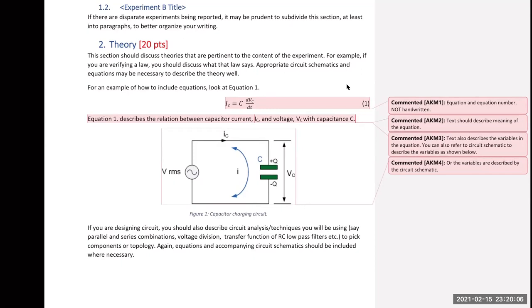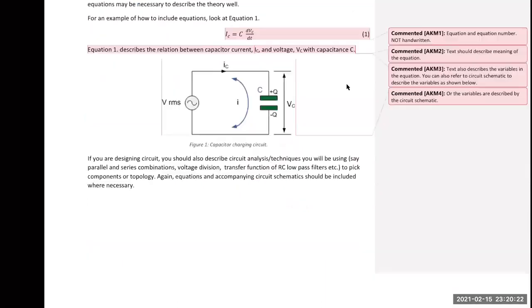Whenever you include equations, figures, tables, you always need to have a label, right? So equations can have a label like this. A figure needs to have a label and a descriptive caption that talks about what's shown in the figure.